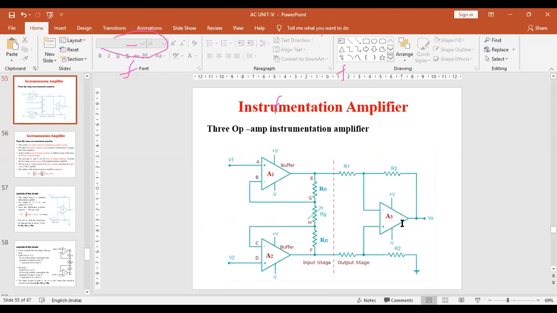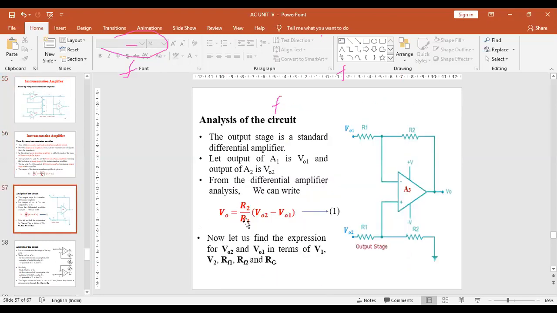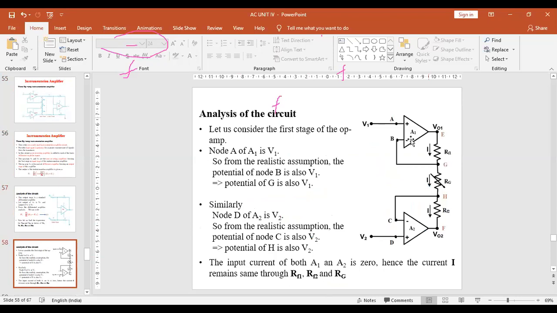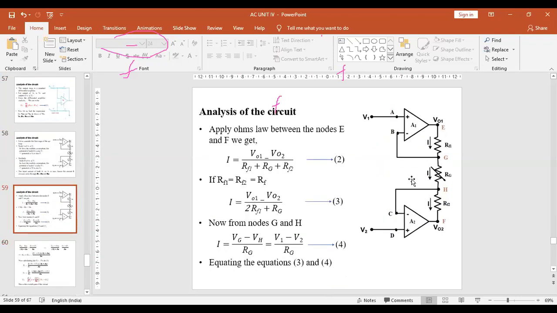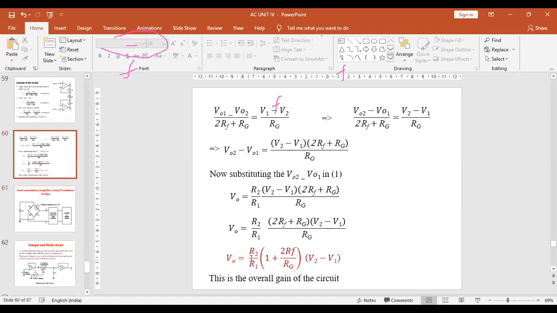Since the output stage is a difference amplifier, V0 can be taken as R2 by R1 into V02 minus V01. Coming to the analysis of the input stage, since these are two non-inverting amplifiers, solving the equations, finally we get the output V0 equal to R2 by R1 into 1 plus 2RF by RG into V2 minus V1. So if V2 minus V1 goes to the left side, that is nothing but the gain of the amplifier. If you simply change RG, the gain will change.